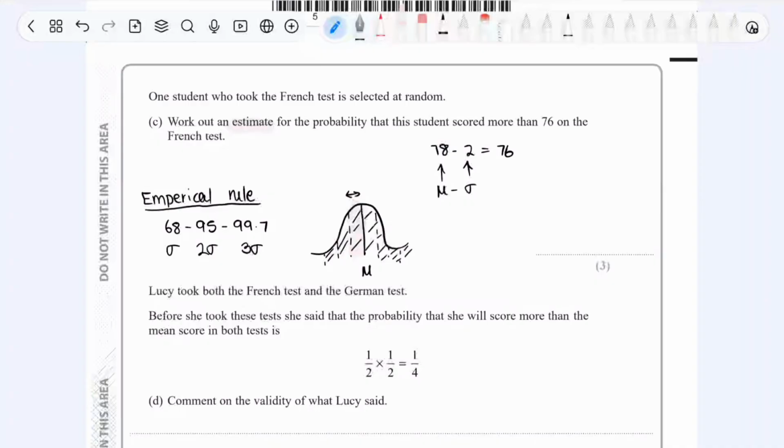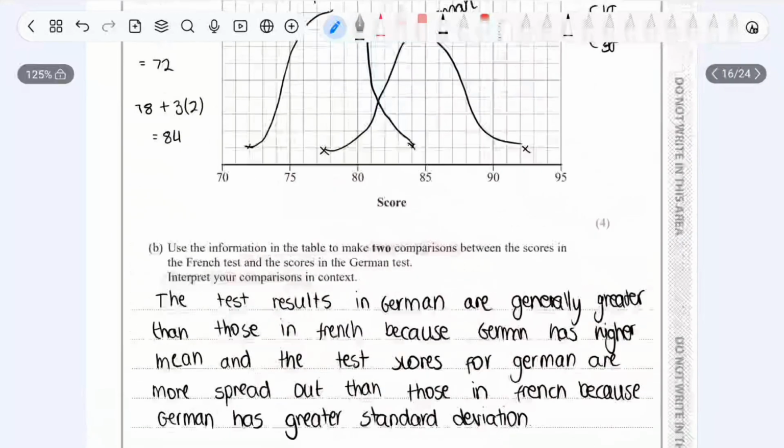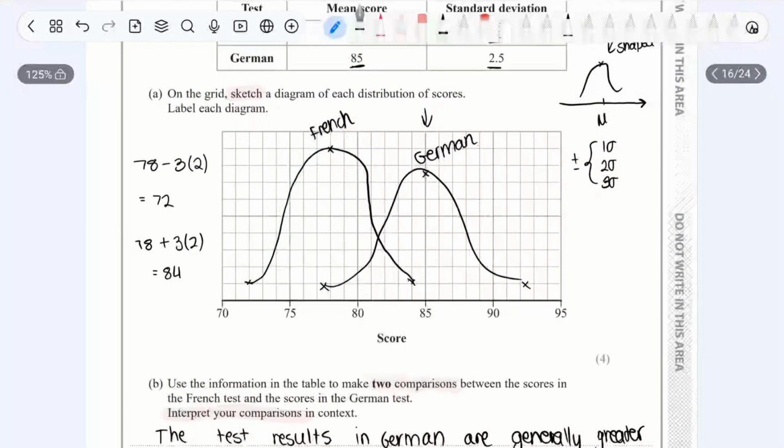Again, this will be an estimate, we won't know for sure that this student scored more than 76. Now that's key. If we look at our actual diagram here, where it might be better to illustrate. So for French, it illustrates 78. 76 is here. So if I quickly just draw these dashed lines, this is the mean minus 1 standard deviation.